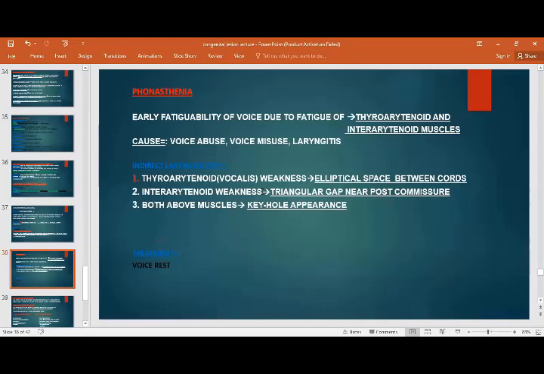So again, on indirect endoscopy, what would happen? If there is thyroarytenoid vocalis muscle weakness, then an elliptical space between the cords could occur. If there is interarytenoid weakness, then a triangular gap near the posterior commissure would occur. And if both muscles are weak, there is a keyhole appearance between the vocal cords. Again, treatment is voice rest.